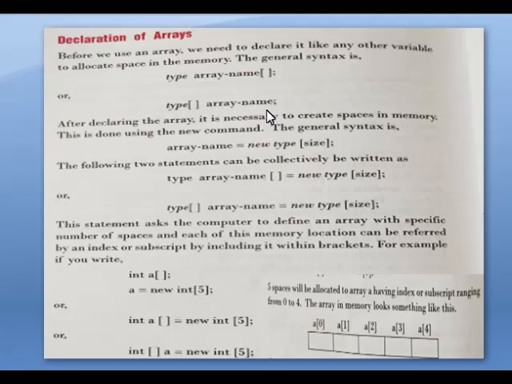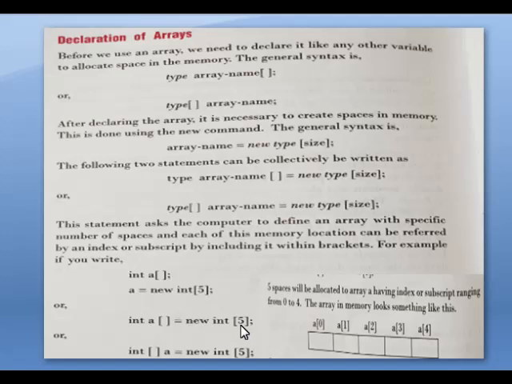After declaring the array, it is necessary to create spaces in the memory. So here, inside the brackets, you have to write the size. So the general syntax to create the array is like this: array name equal to new type of size. So for example, int a of equal to new int of 5. This is the type, that is an integer array. This is the name of the array, a. This array consists of 5 integer numbers.